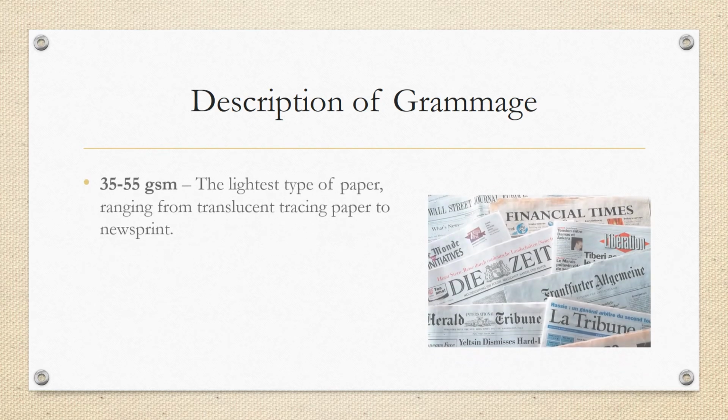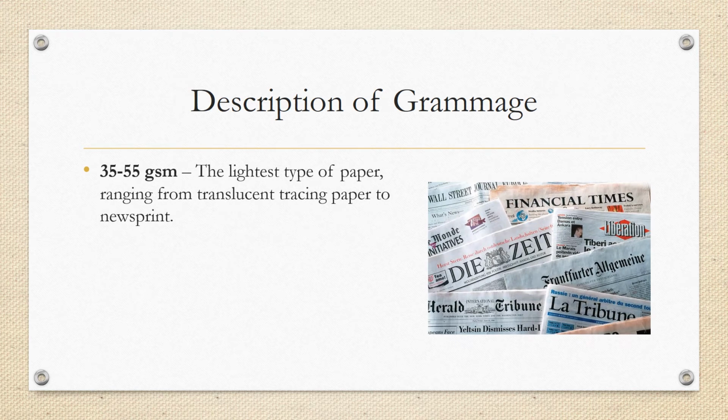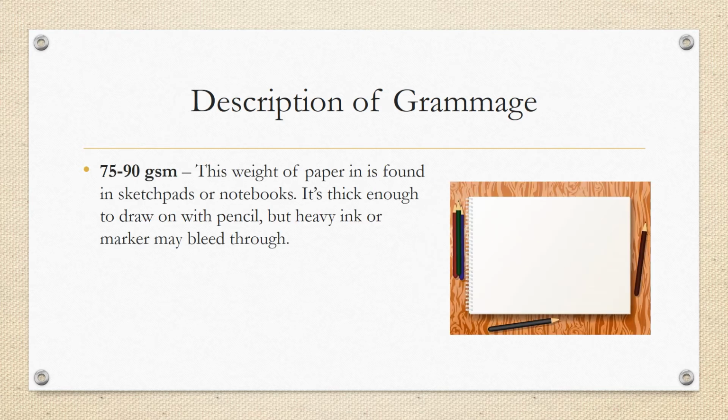So first, the 35 to 55 GSM. It is the lightest type of paper, being used from translucent tracing paper to newsprint. Another range is 75 to 90 GSM. This weight of paper is found in sketch pads or notebooks. It is thick enough to draw on with pencil, but heavy ink or marker may bleed through.